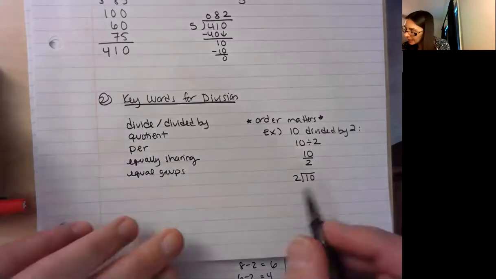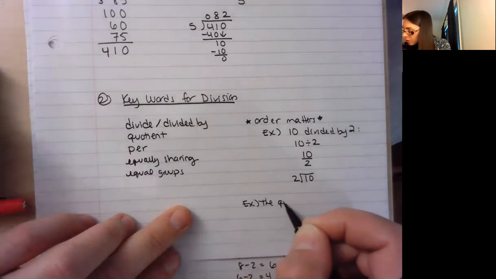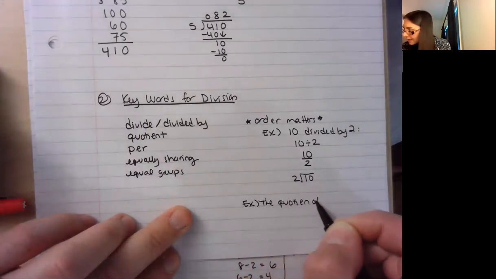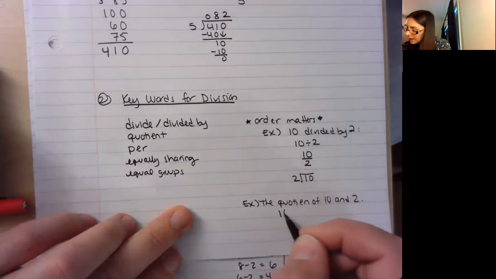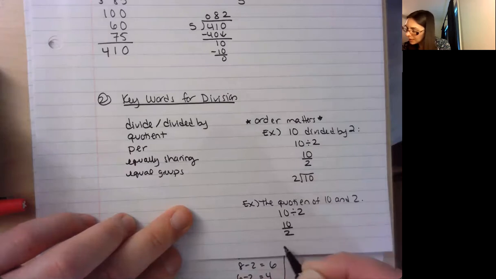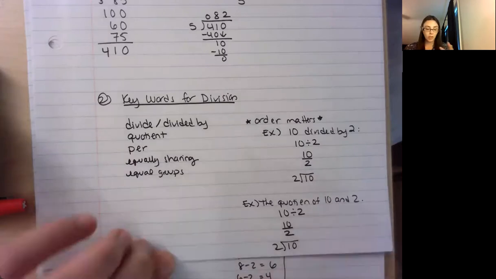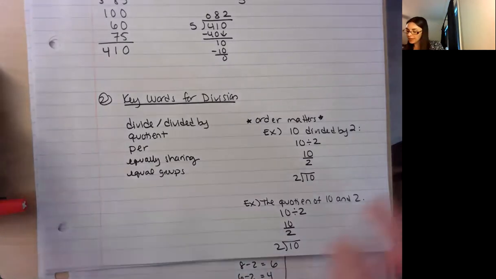Or if I say the quotient of 10 and 2, again, that means 10 divided by 2. So you just want to be really careful here with your ordering as well. So let's do one last example.